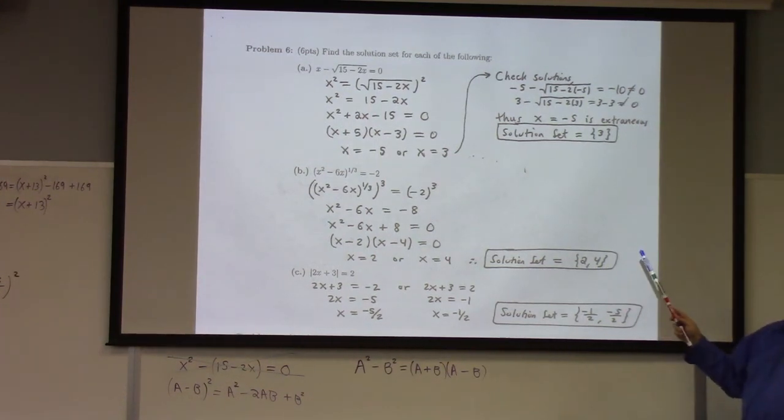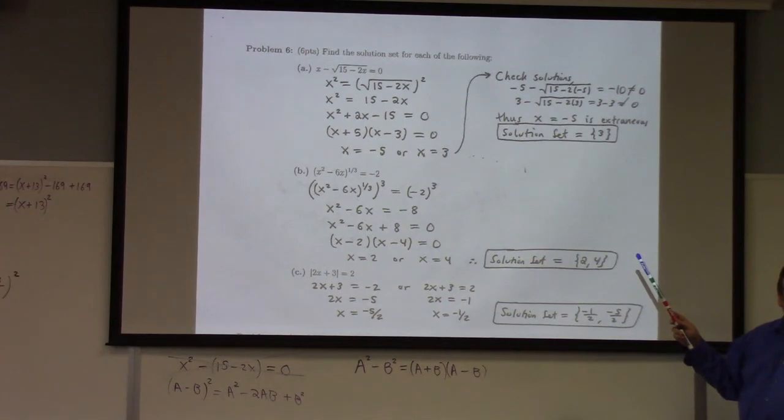When you cube an equation, you don't lose or gain solutions. So even powers are funny. They squash minuses. But odd powers don't change solution sets. So I knew I didn't need to check these. They would work, in contrast to like part A.